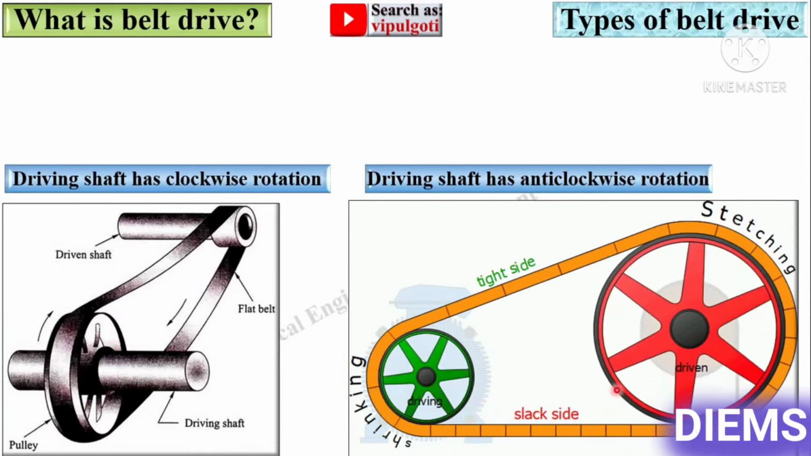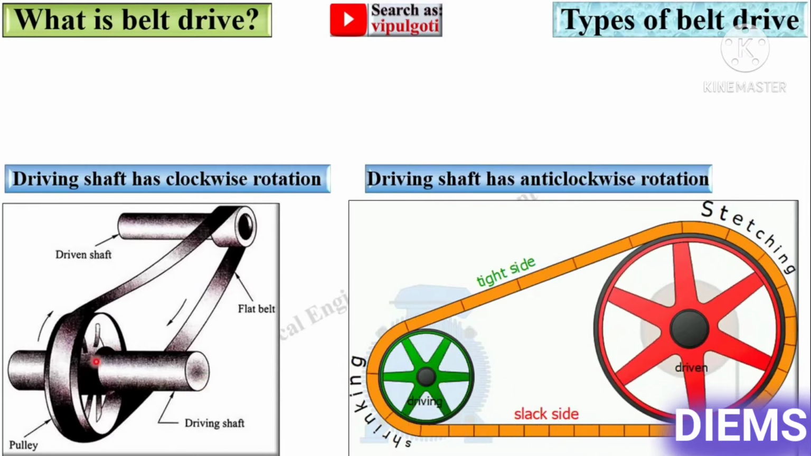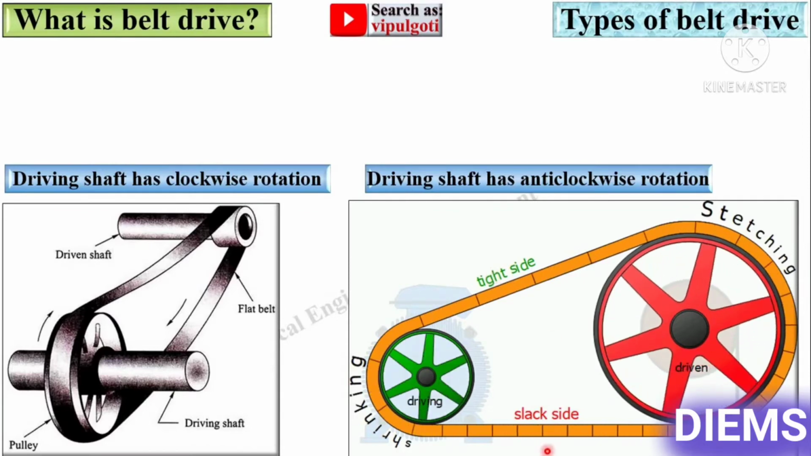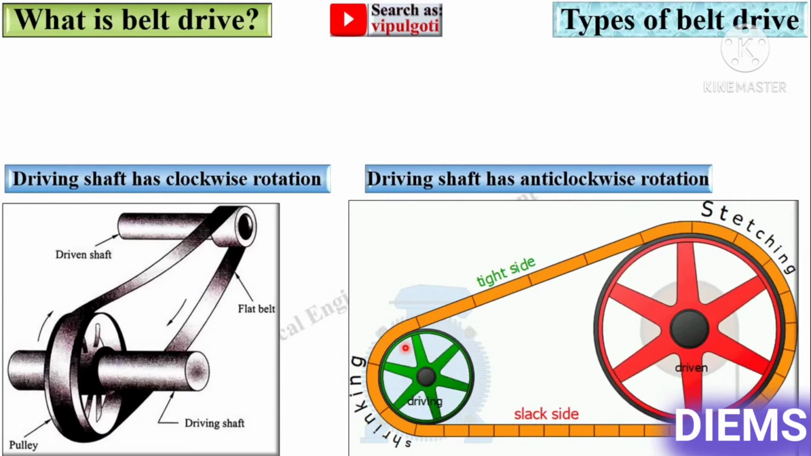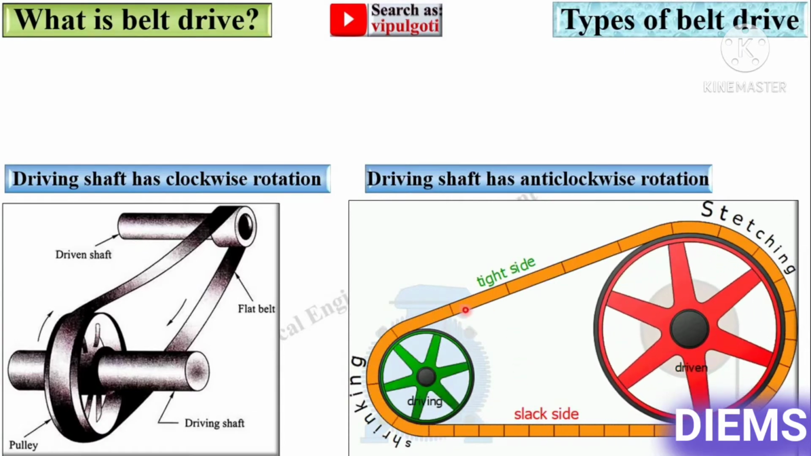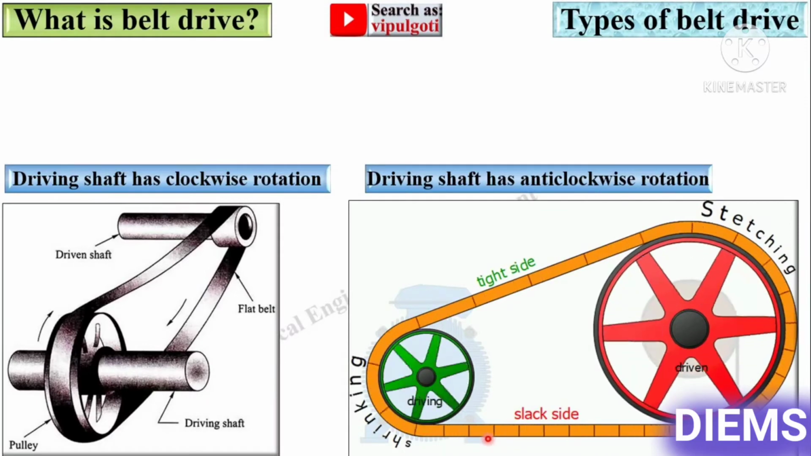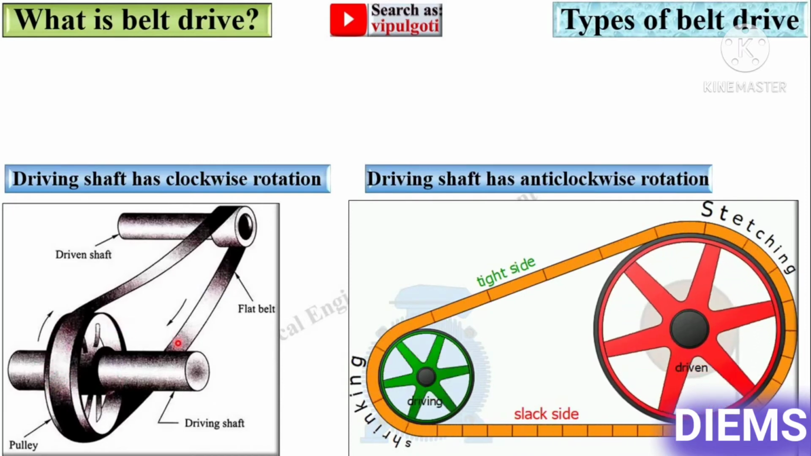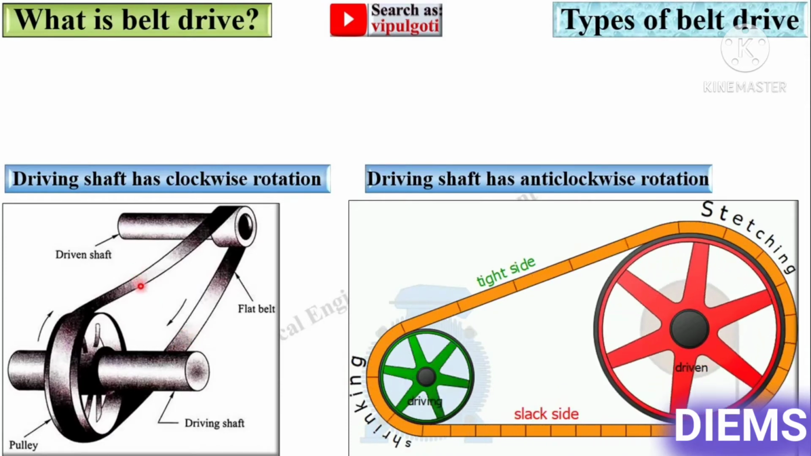So in belt drive, the driving shaft can rotate in anti-clockwise direction or can rotate in clockwise direction, and based on that there will be the tight side and slack side. So here the driving shaft is rotating in anti-clockwise direction, that's why the tight side is on the upper side and the slack side on the bottom side. Here the driving shaft is rotating in clockwise direction, that's why the tight side is on the bottom side and the slack side on the upper side.